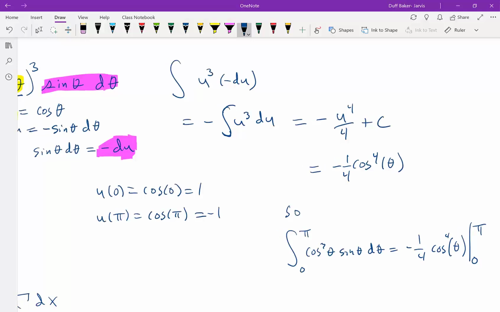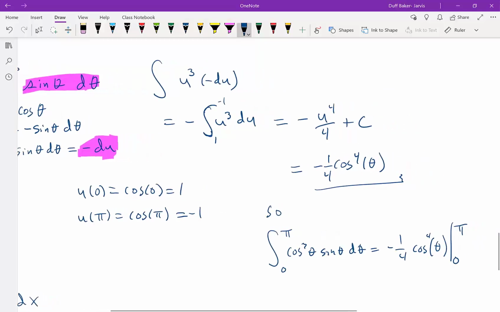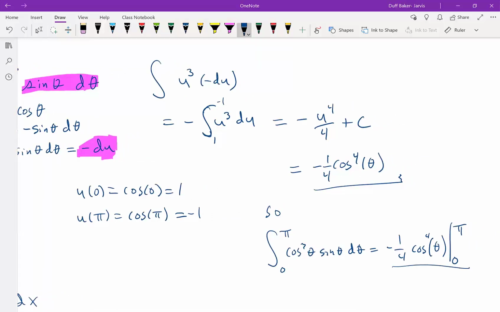One way to do it would be to replace the bounds and have the bounds go from 1 to minus 1, and then you could plug them in immediately here. Or you can just take the antiderivative, go back to thetas or x's or whatever you're doing, and then plug the original bounds in there. Okay, so you should get comfortable with at least one of those methods.